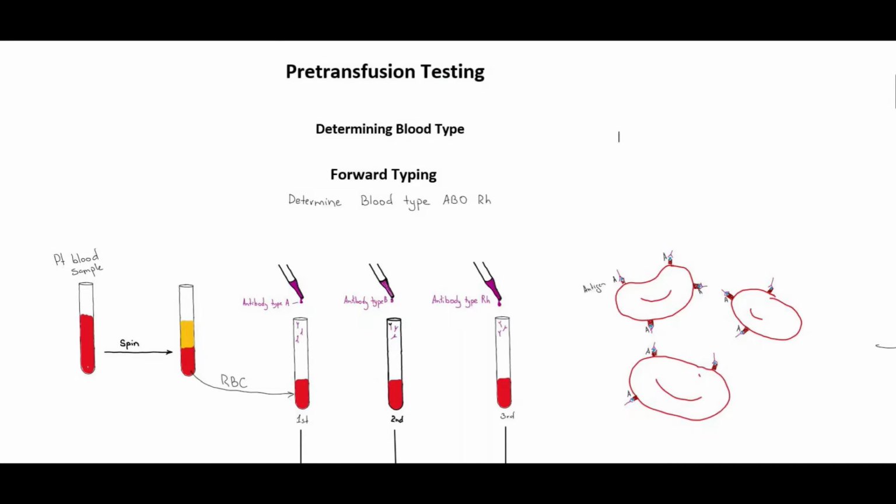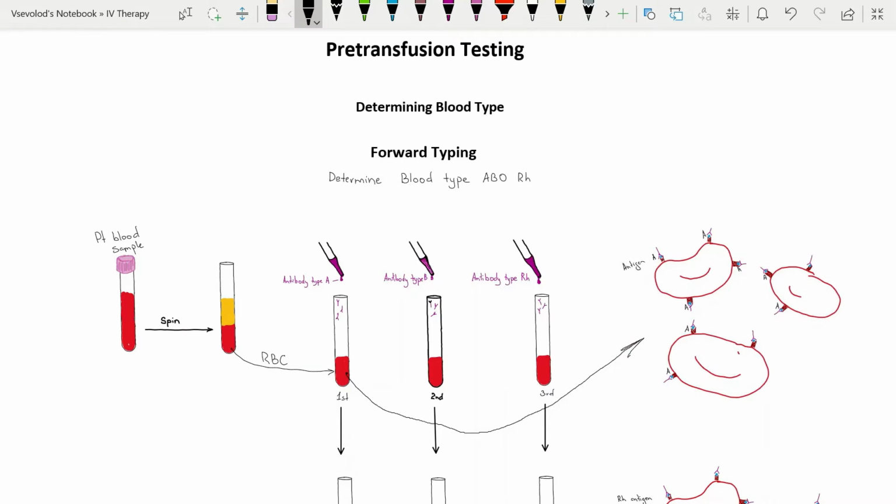Hello, in this video we're going to be reviewing pretransfusion testing, a part of the blood administration procedure in IV therapy. So you just got an order to draw the type and screen in that pink-top test tube for a patient that is going for second surgery on the left lower extremity.